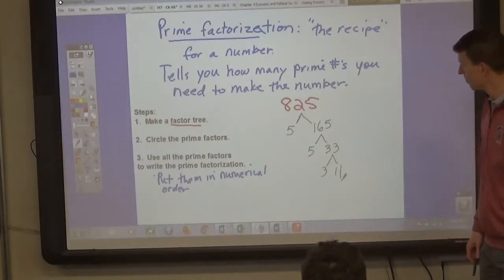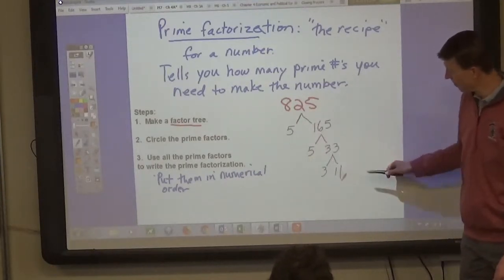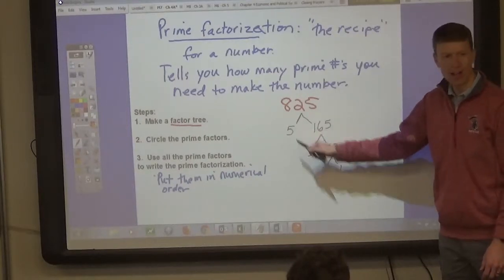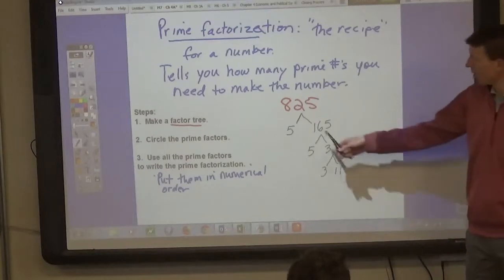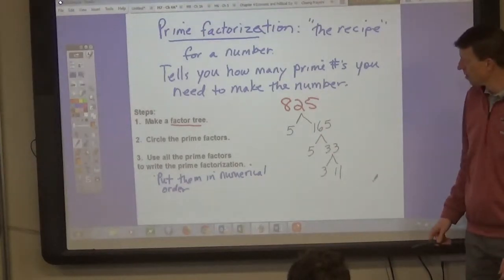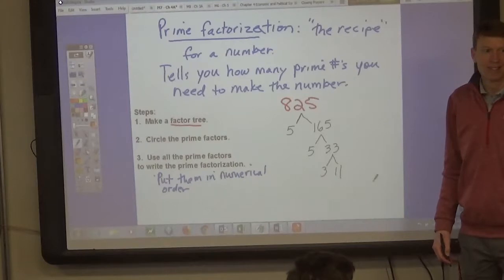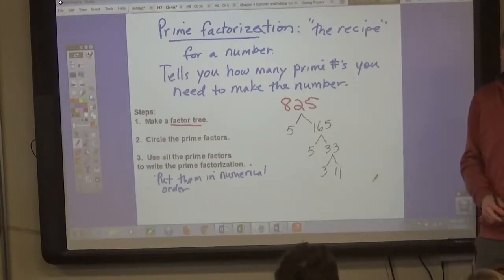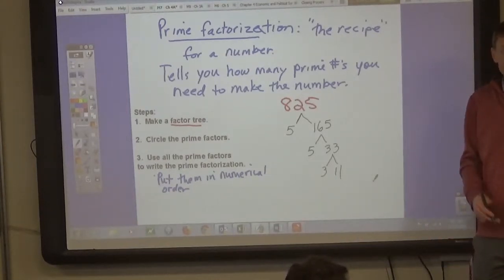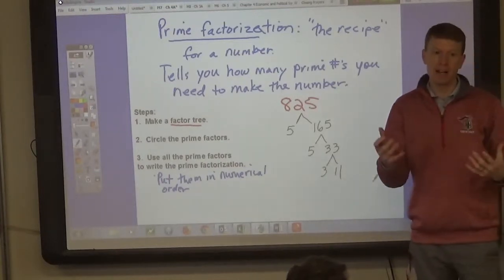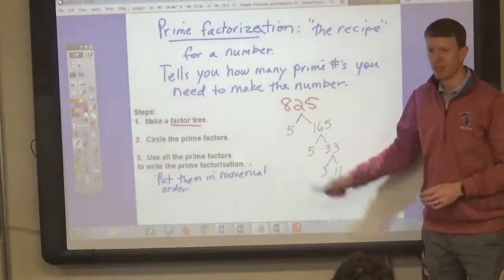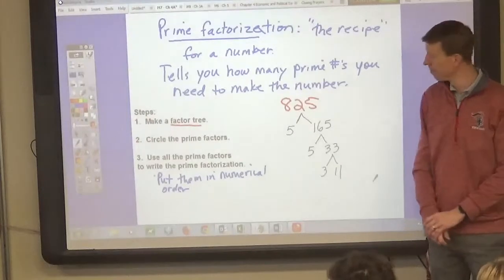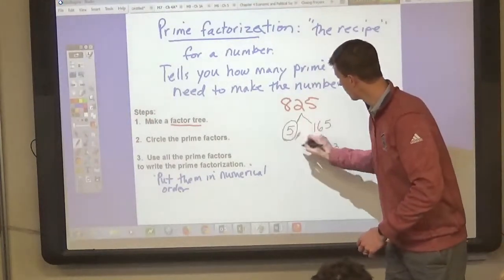Now, are these all prime? No. 11 is. 5 and 5, are those prime? 5 is prime. 5, 5, and 3 are prime. If you can only divide it by 2 numbers, 1 and itself, then it is prime. Prime doesn't mean you can't divide it by any numbers. Prime means you can only divide it by itself and 1. So these are prime, aren't they?